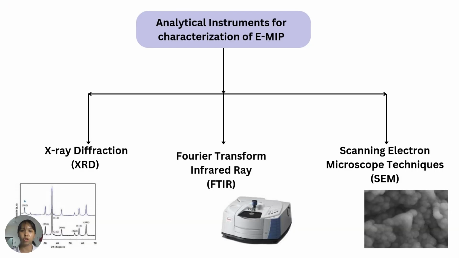Analytical instruments for characterization of EMIP: we have XRD, FTIR, and SEM. SEM is to detect the microstructure and morphology of the material. The total functionality and performance of EMIP are determined by their chemical and morphological structure. FTIR is to assess the chemical structure of EMIP, particularly the interaction between the functional monomer and the template molecule complex. XRD is to check the material's underlying crystal structure and permits confirmation of a sample's crystallinity and structure, but it provides no chemical information.